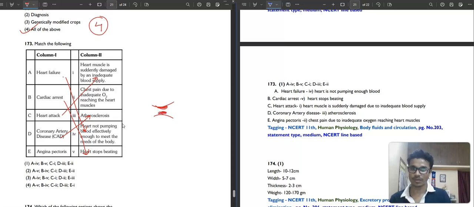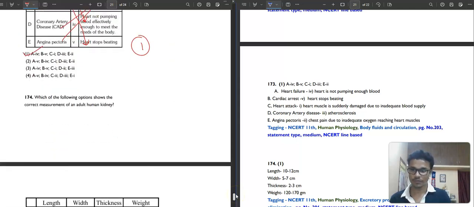This is an atherosclerotic plug. Here, angina pectoris is basically chest pain due to inadequate O2 reaching the heart muscle. So it is a very good question. We are covering everything. 173, first option is your correct answer. Going to the next question.